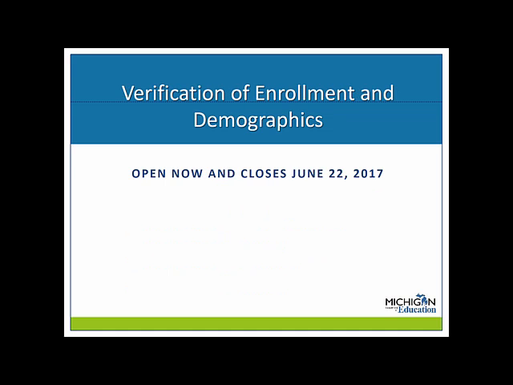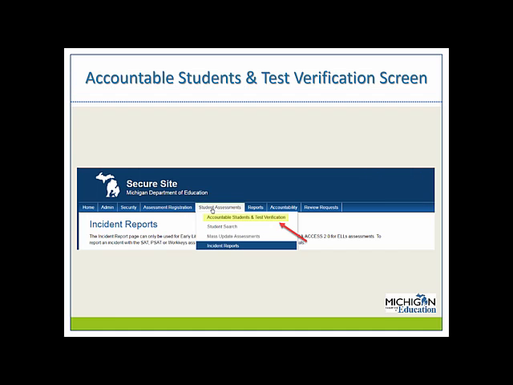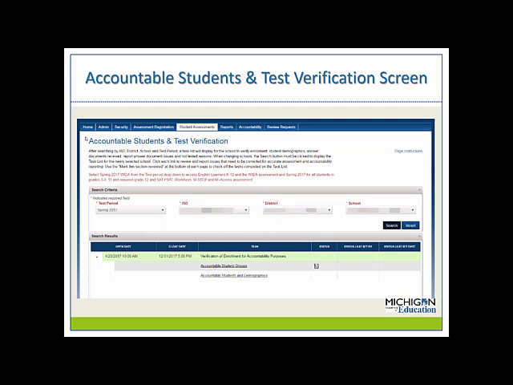First, I will begin with the verification of enrollment and demographics window, which is currently open and will close June 22nd, 2017. The accountable students and test verification windows, verification of enrollment and demographics, verification of answer documents, and verification of not tested, are all done through the secure site. After you have logged into your secure site account, hover over the Student Assessments tab and select Accountable Students and Test Verification. That will bring you to this screen. Search for the appropriate test period, ISD, district, and school, and that will bring up your tasks. Once here, you select the task you are working on to go to that screen.